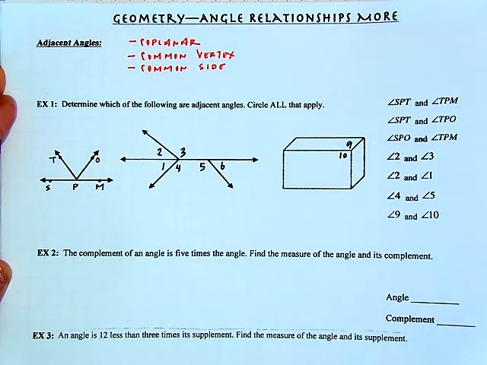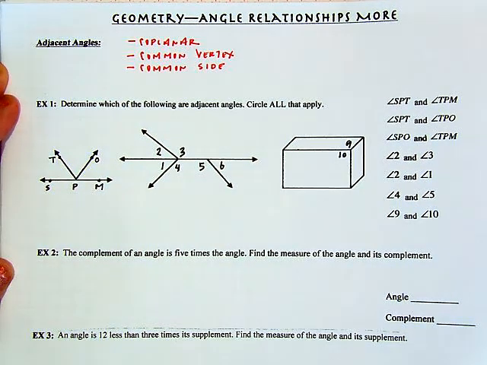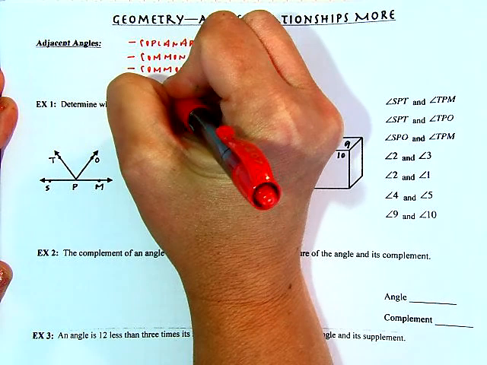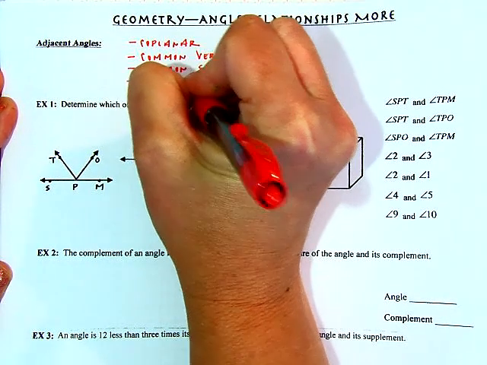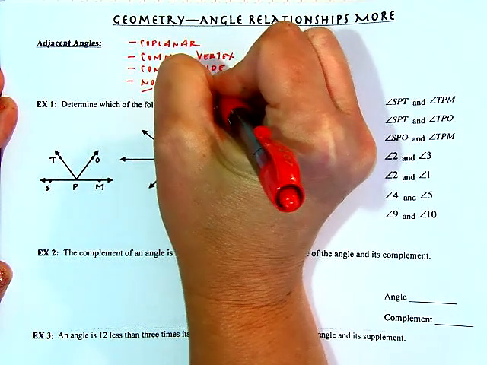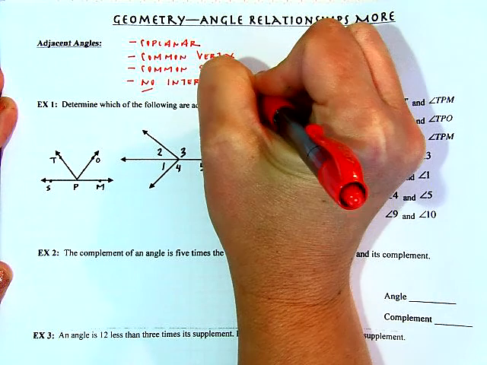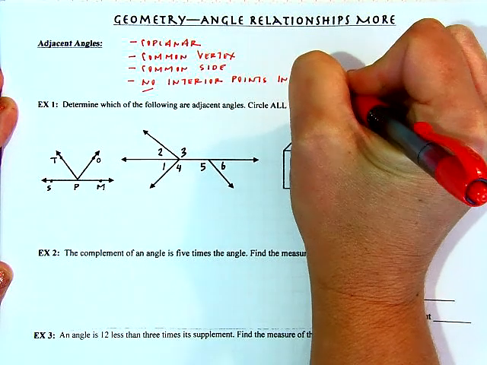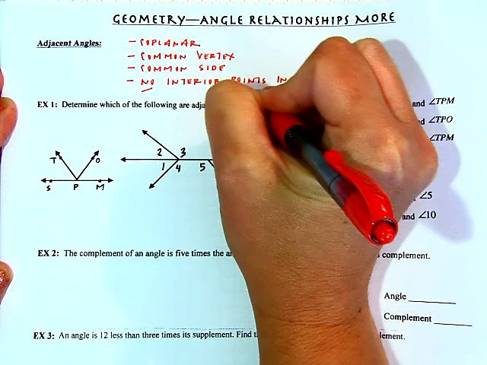And then the last criteria is that they can't have any interior points in common. So no overlap between them, no interior points in common. I could write that as no overlap.